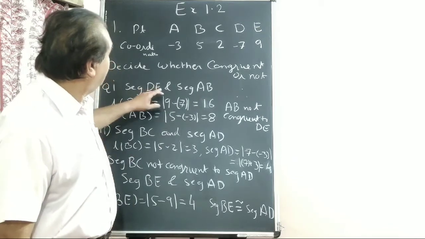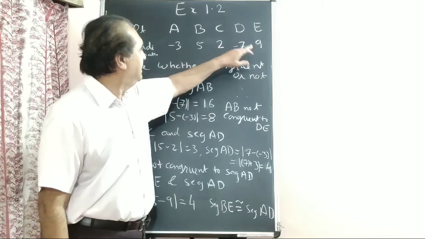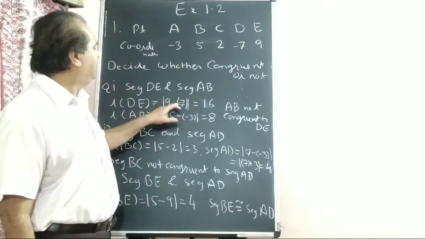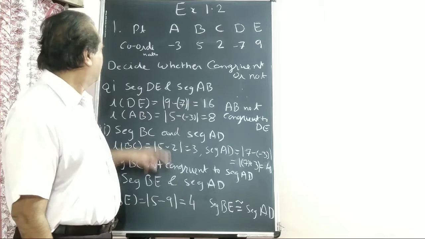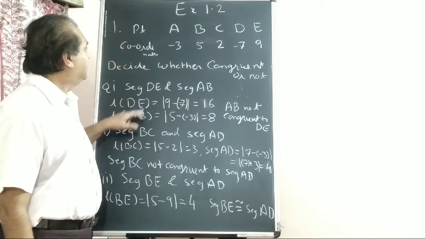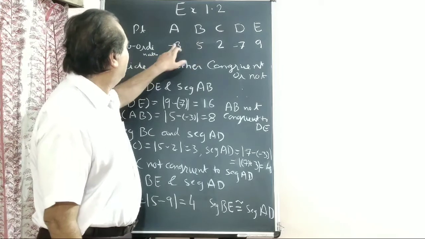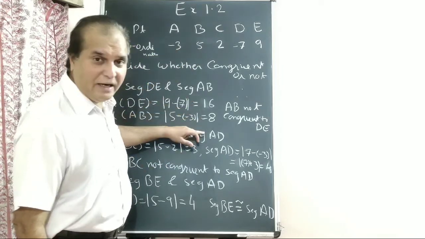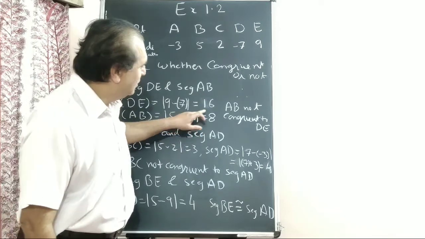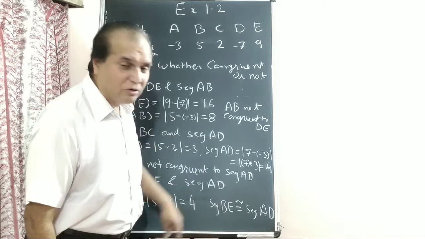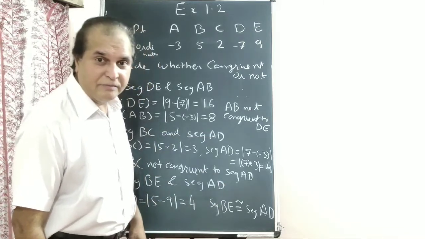Length of DE, D and E: 9 minus minus 7, that is 9 plus 7, that is 16. DE length is 16. AB length, A and B: 5 minus minus 3, that is 5 plus 3, 8. 16 and 8, equal length? No. So AB is not congruent to DE. You write segment AB not congruent to segment DE.